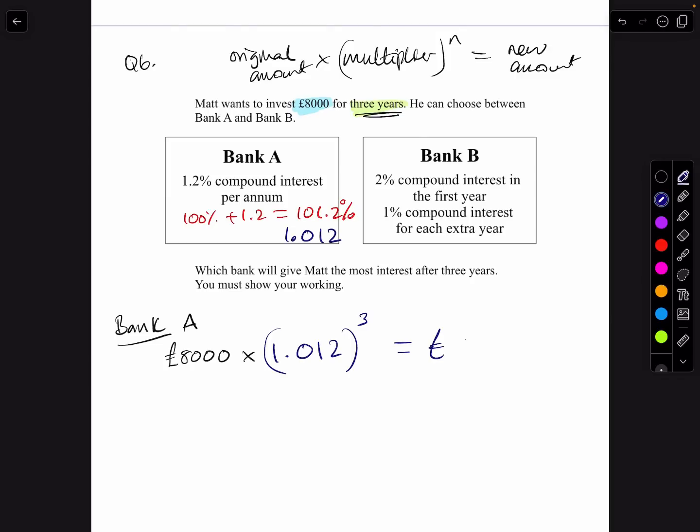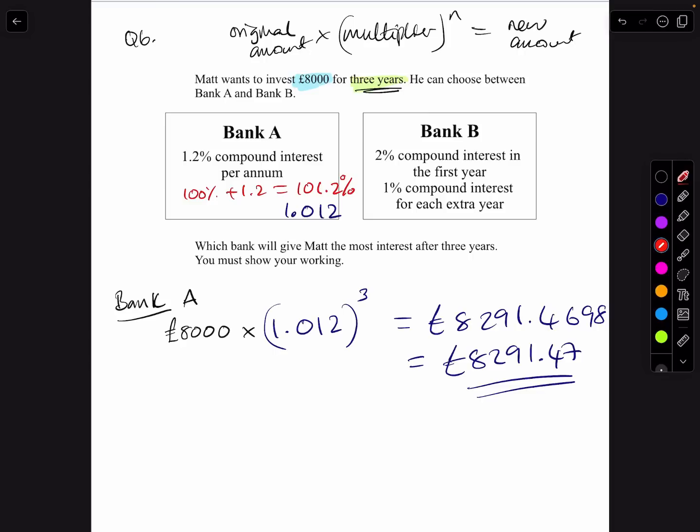Put this into my calculator now. It gives me £8,291. Round it to 2 decimal places because it's money. So I've got 4698, and that 9 is going to make this into a 7, so it's going to be 47 there. Right, so can we see how much we get? From 8,000, we get an additional £291.47. So let's write that: £291.47. This is how much the bank gives.